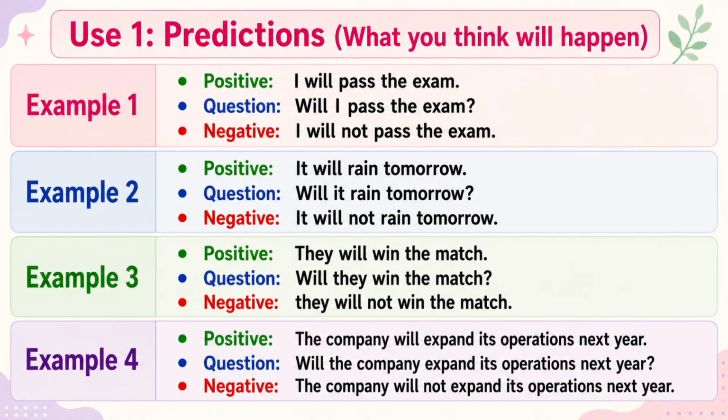Now the third example. They will win the match. Here, someone believes that the team will win. The question is, will they win the match? The negative sentence is, they will not win the match.